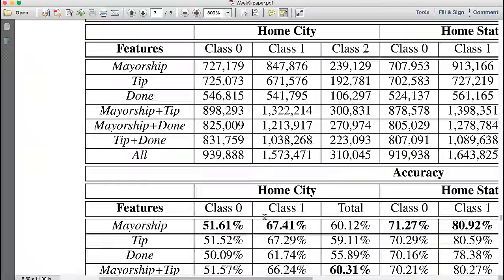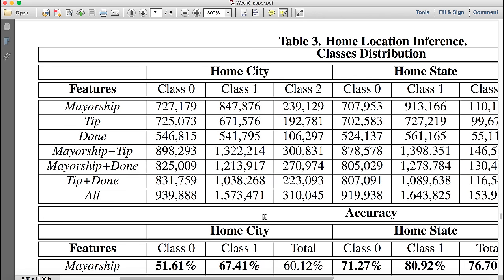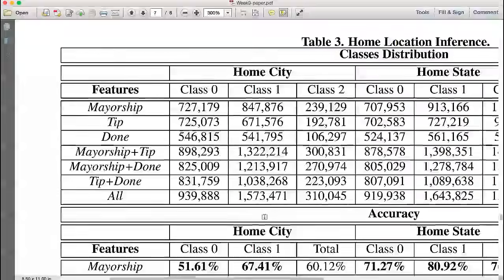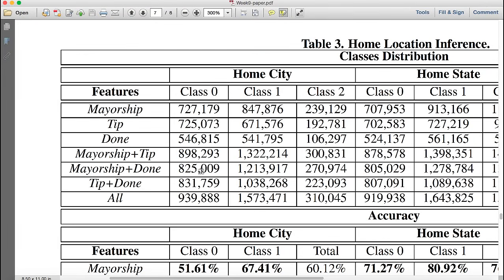Now I'll show you two tables. One is the number of data points from this data set. If you just consider class 0, class 1, and class 2, how many people are there where you can infer home city, home state, and home country? So how do we read this table? This column is showing you the features: mayorships, tips, dons, mayorship plus tip, mayorship plus don, tip plus don, and all of them.